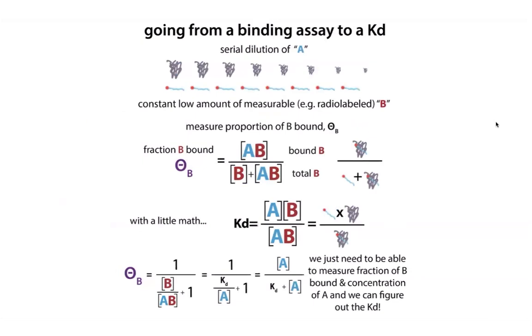So now let's talk about how we can actually measure binding affinity. As I mentioned before, we'll often do a serial dilution of one binding partner and have a constant amount of the other binding partner. We mix them and see what proportion is bound at each of these, and then we can calculate the Kd.